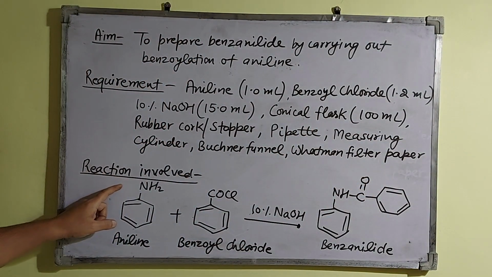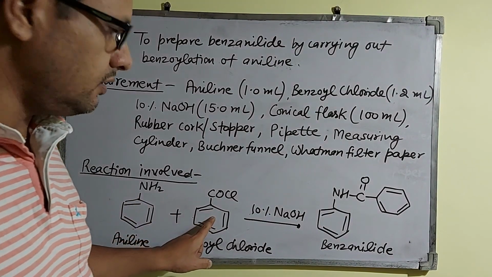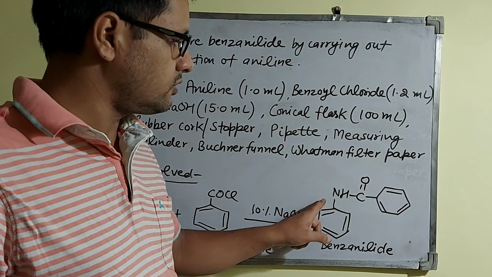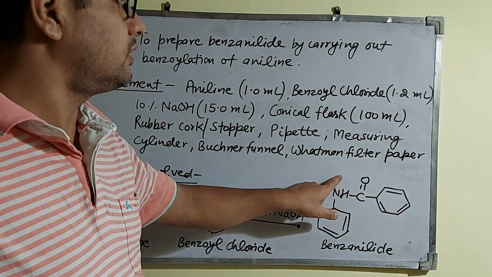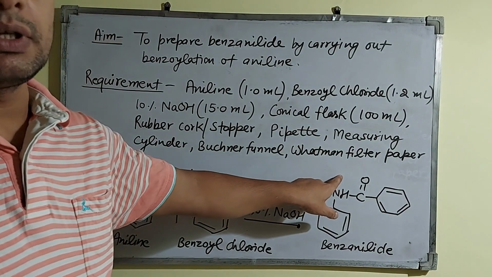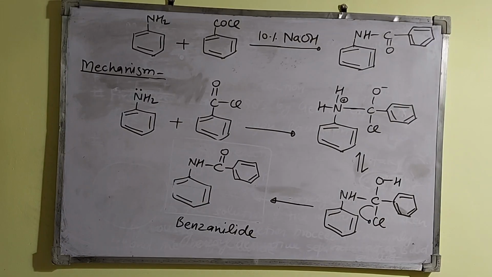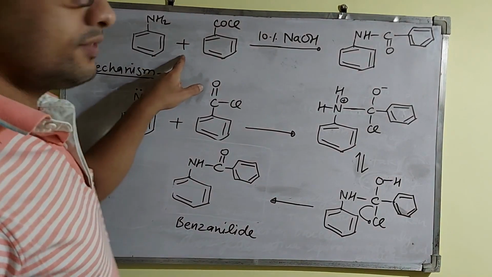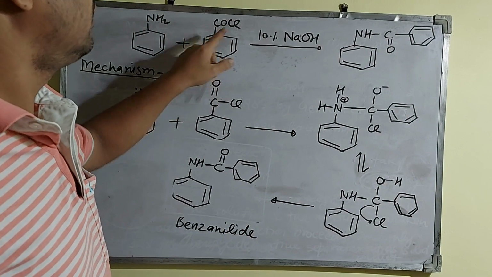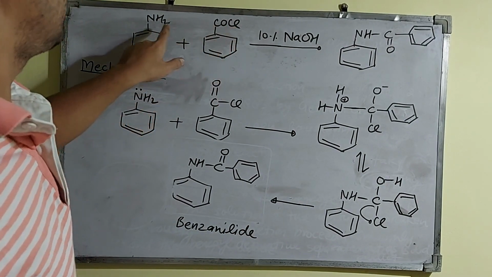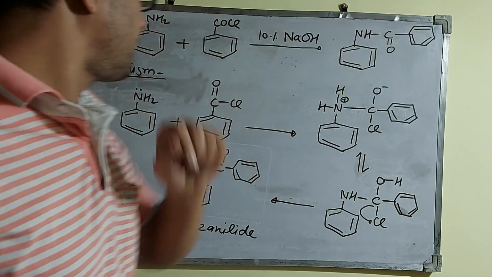This is the reaction involved, where aniline reacts with benzyl chloride in presence of 10% NaOH to give you benzanilide. And this is our desired product which we are going to prepare in this particular experiment. The reaction involved in this experiment is an example of nucleophilic substitution reaction where chlorine is replaced by anilino group and you get your desired product benzanilide.